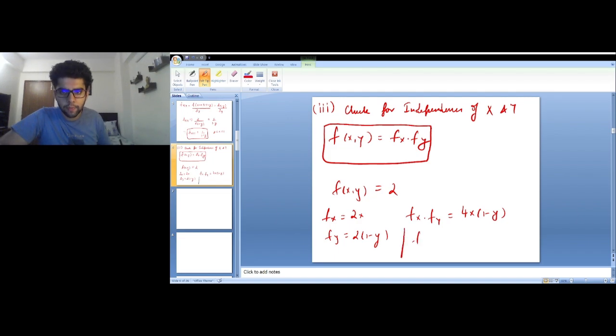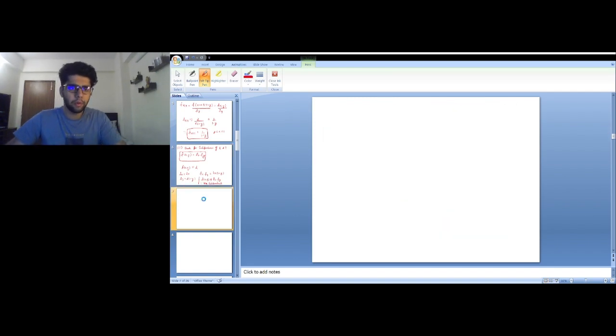And this means that my f(x, y) is not equal to fx into fy, therefore not independent. Why? Because my f(x, y), which is the joint probability density function, was not equal to the product of the marginal probability densities of x and y. Yes, we are right. Now this was a very easy question. Now we are moving to the next question.